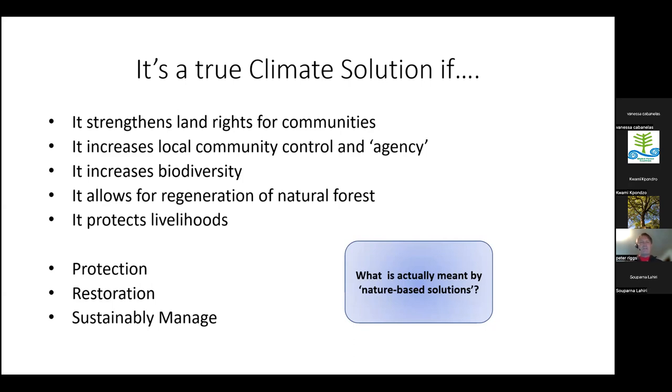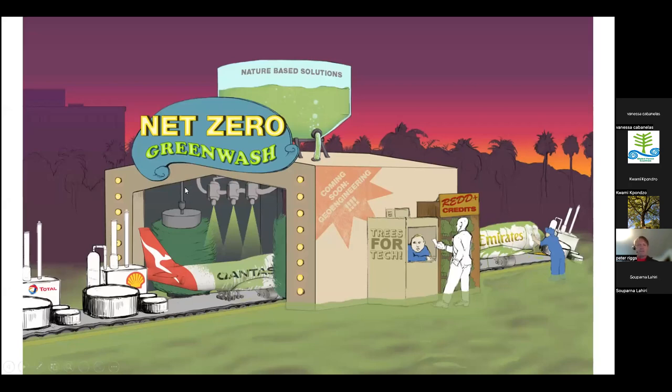If it doesn't follow this approach of protection, restoration, and only then the consideration of sustainable management, we have some doubts about whether it's an actual solution or not. And this is a graphic that we created to illustrate the challenge. Fossil fuel corporations like Total and Shell, and airlines like the Emirates and Qantas, want to offset their emissions by purchasing carbon credits. We think this is a form of corporate greenwashing, and it's not a real solution.